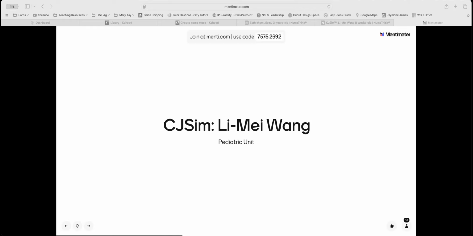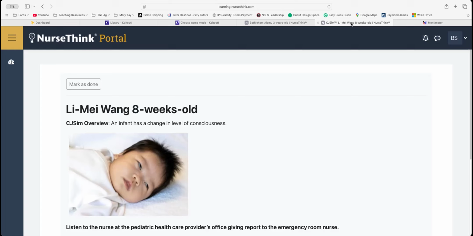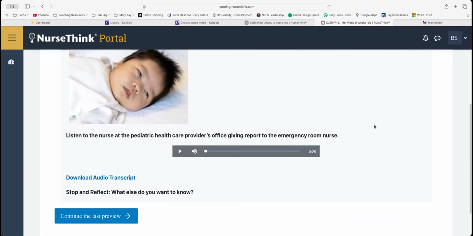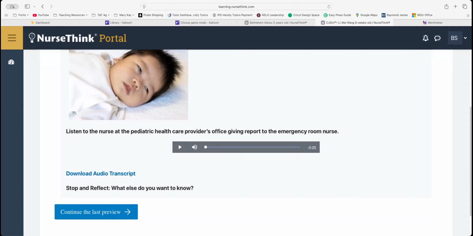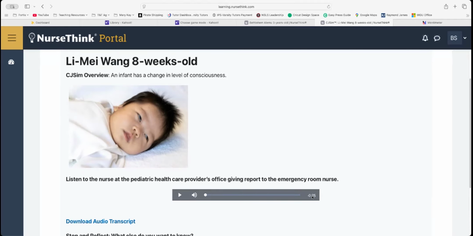So now we're going to look at some of those neurologic issues. We're going to start with that neurologic assessment, those normal and abnormal signs. So we are going to look at Li Mei Wang in our pediatric unit. I am going to open her in CJ Sim. Okay, let me know if you guys cannot hear her report. We're going to start with report, and I want you to think about what potential neurologic issue she is experiencing here.